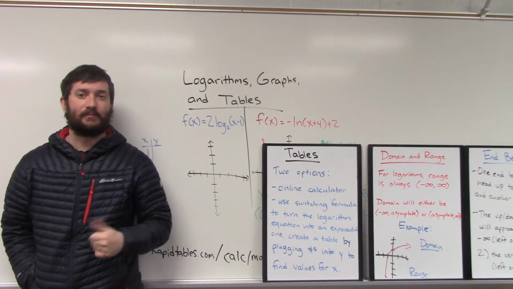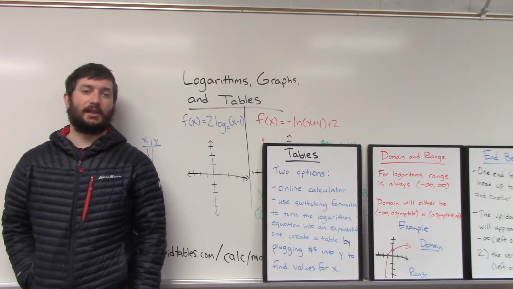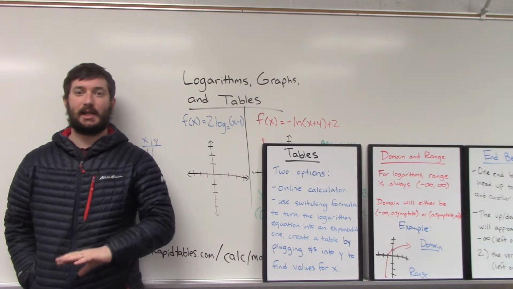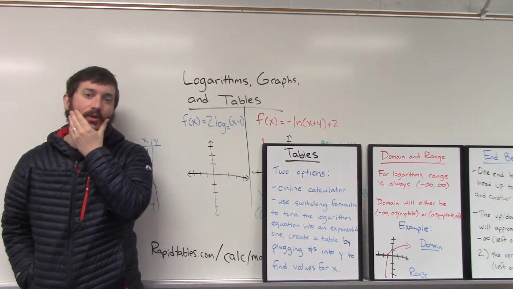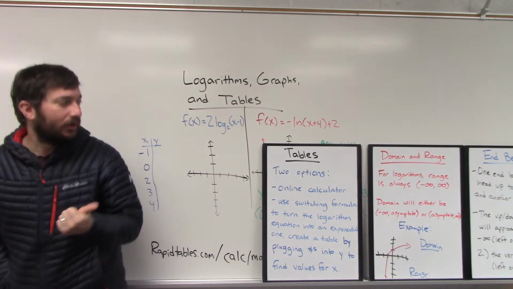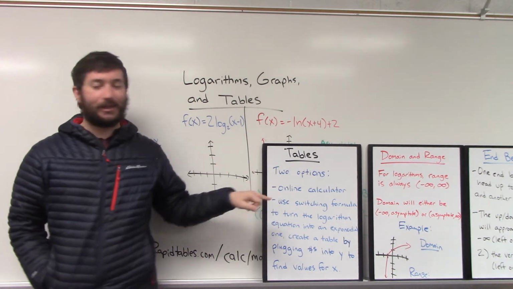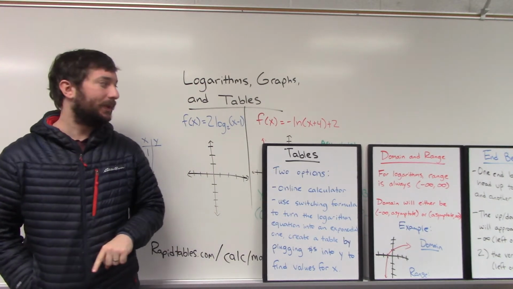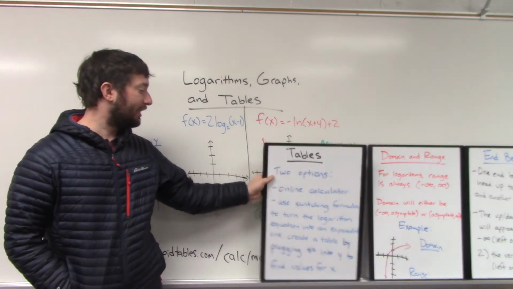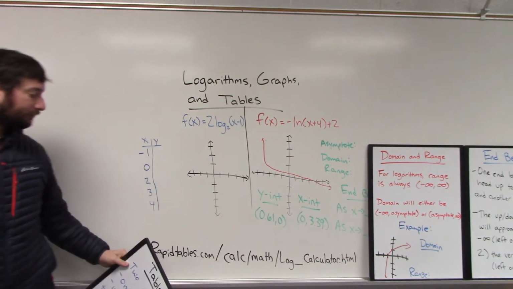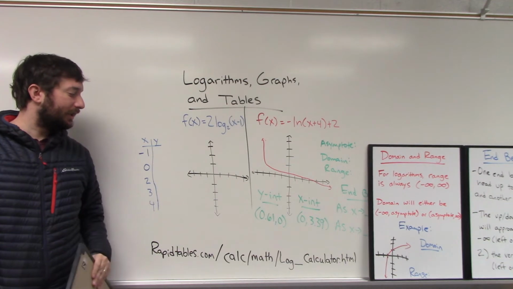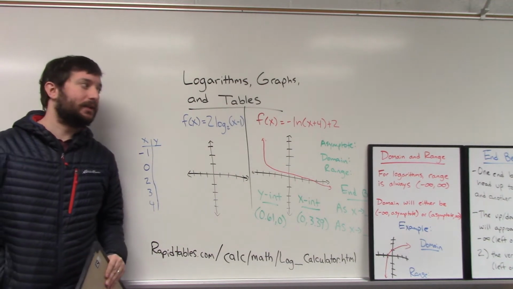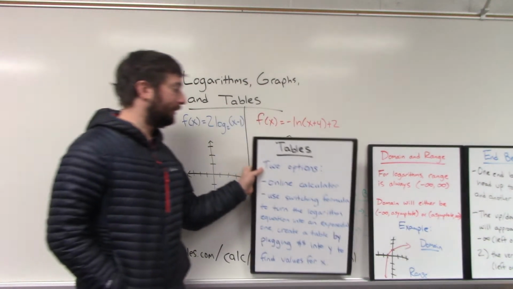But where I want to start first is by looking at how to create a table of values for a logarithm. There's two things that you can do. One of which is you can use an online calculator that is not Desmos related, so I'm going to recommend a website here, rapidtables.com. They have a pretty decent online logarithmic calculator that you can use as you're going through and trying to create tables of values.